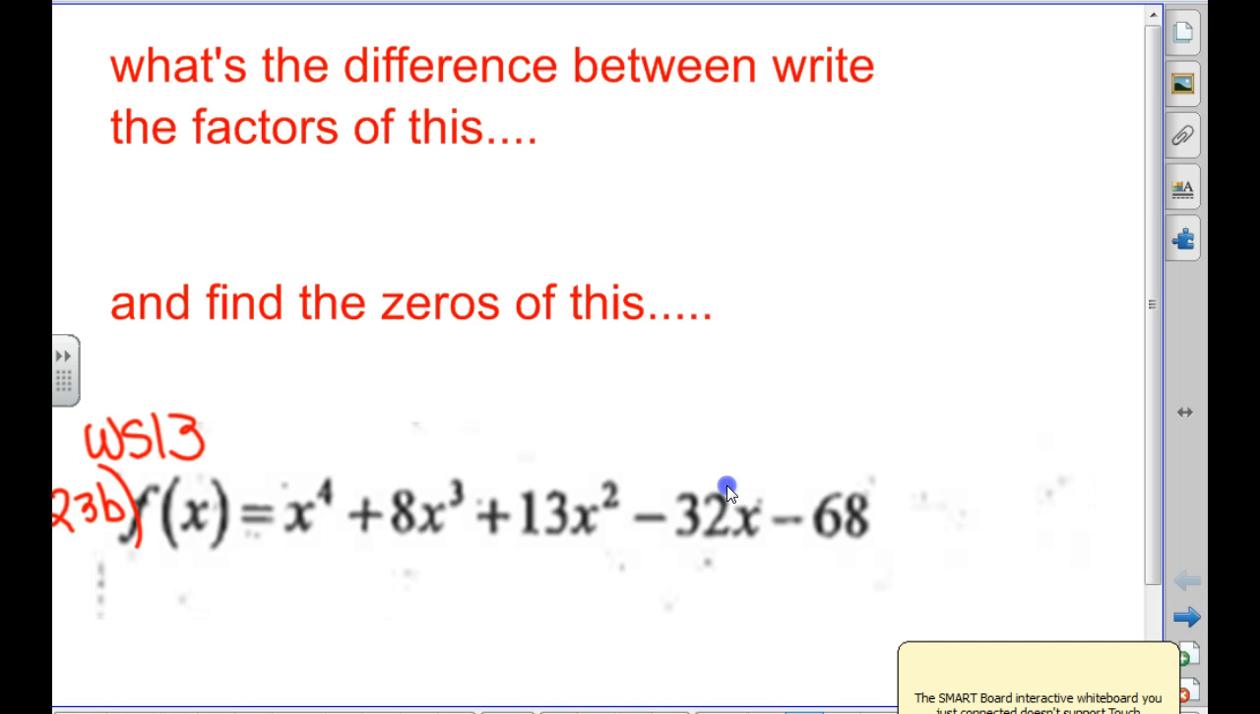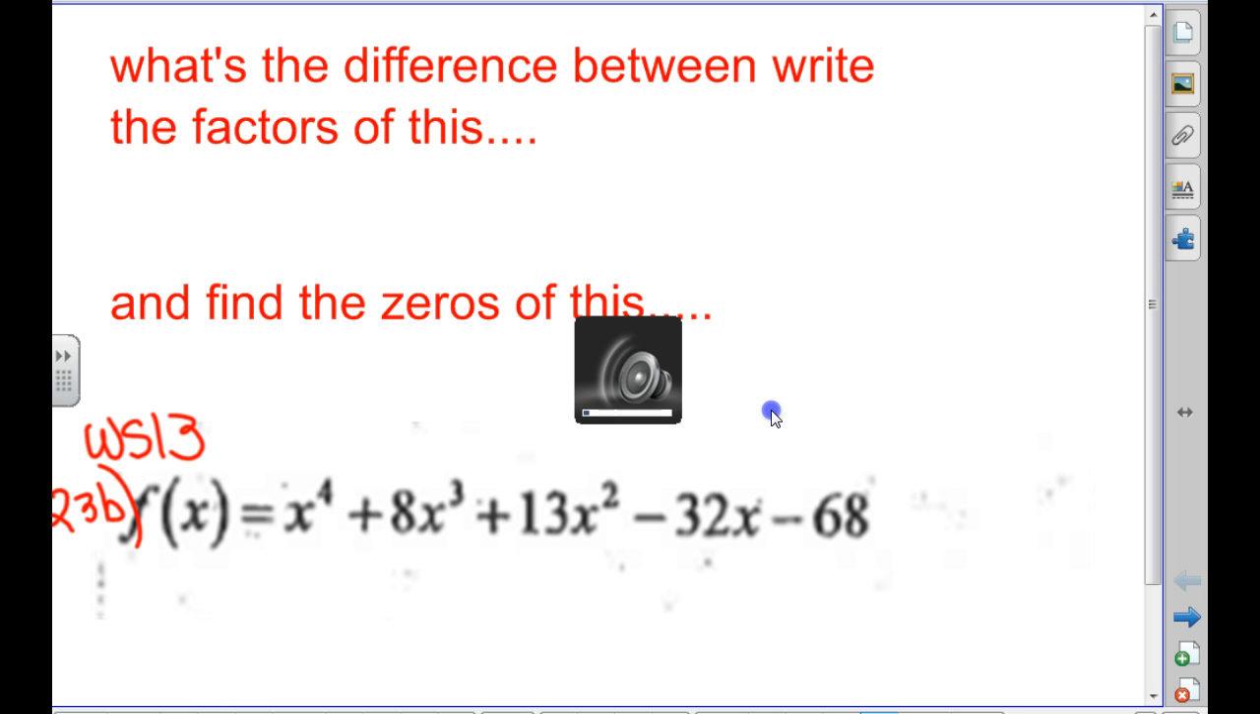But I'm not going to actually necessarily do what the directions say for that question. I just want to work on the difference between what is write the factors and find the zeros. Because those will get you massive points taken off on the test tomorrow if you don't know the difference between those. Okay?